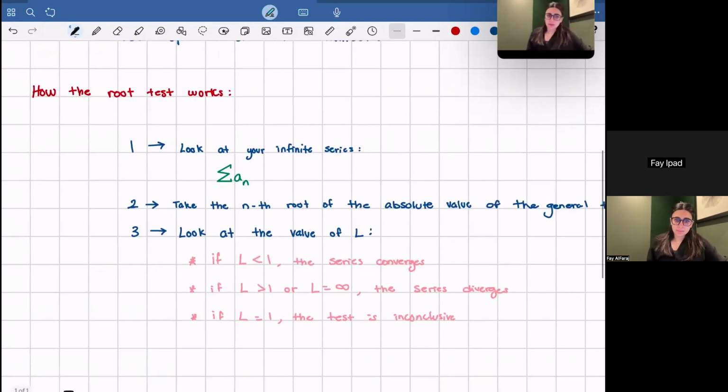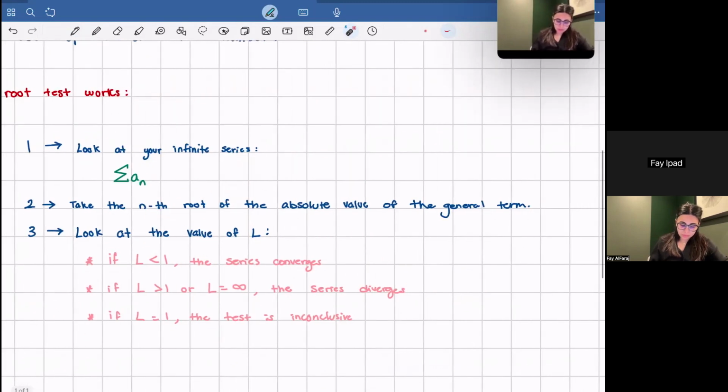How does it work? The first thing is that we have to look at the infinite series itself. Then we have to take the nth root of the absolute value of the general term, and once we solve, we have to look at the value of the limit. If it's less than 1, then the series converges. If it's greater than 1 or equal to infinity, then it diverges. And if it's equal to 1, then it's inconclusive and you have to do another test.